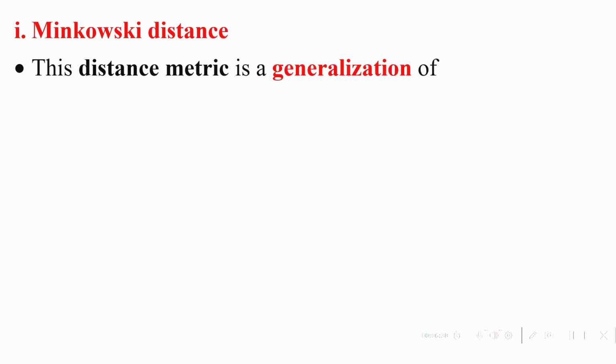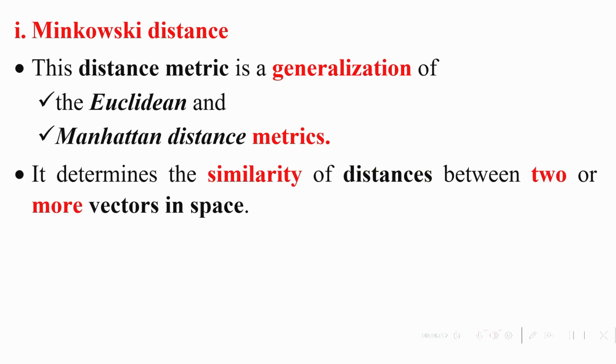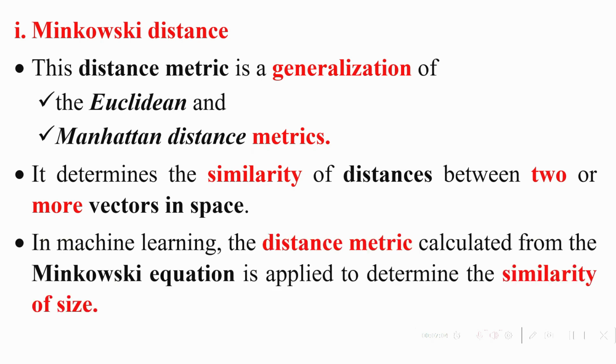The distance metric that is a generalization of the Euclidean distance and Manhattan distance is simply called the Minkowski distance. So it is a generalization of Euclidean distance and Manhattan distance. It determines the similarity of the distance between two or more vectors in the space. In machine learning, the distance metric calculated from the Minkowski equation is applied to determine the similarity of the size.